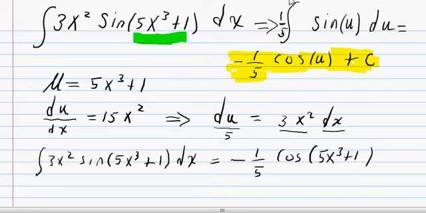So you've got to remember that u is equal to that, right? So it's 5x cubed plus 1. And then, of course, this c has to be added here because we're looking for the indefinite integral. Okay, so there we have it. So this is the way you integrate using u substitution.